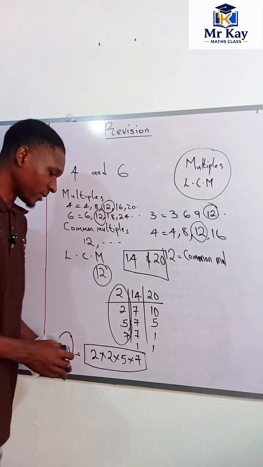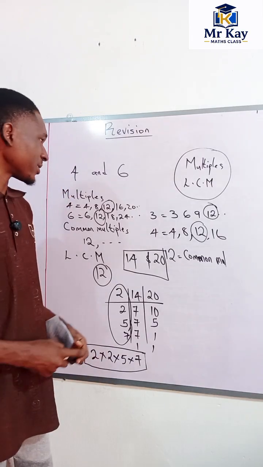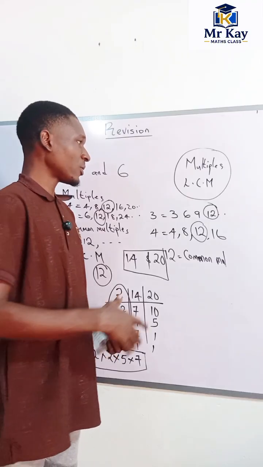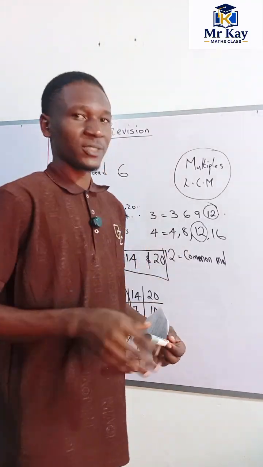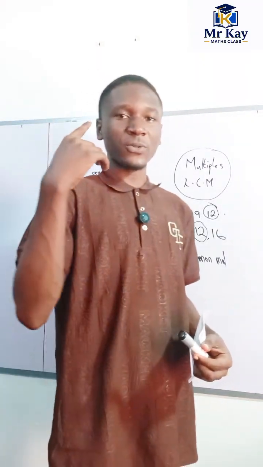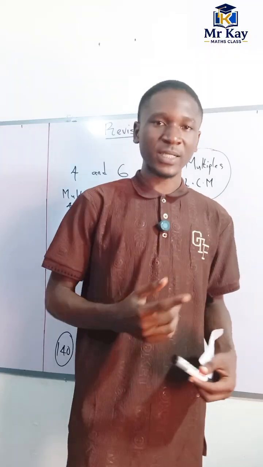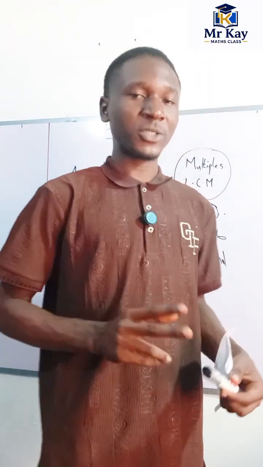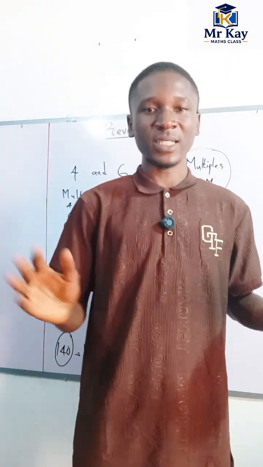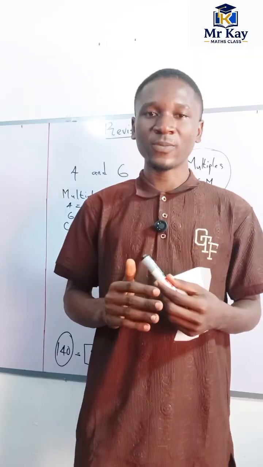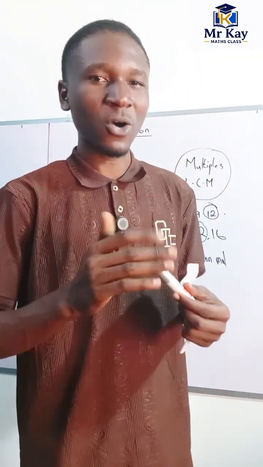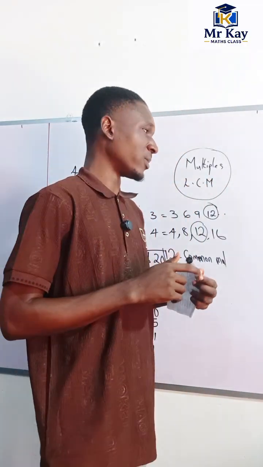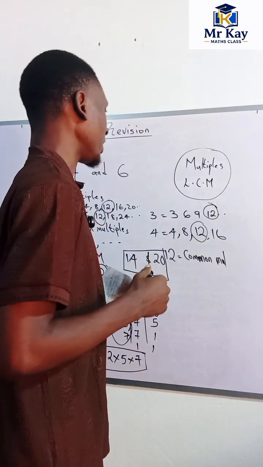Now, you have to be very good at multiplication to be good at LCM. So, these are the things we did in our first topic. You have to know how to find the multiples of numbers. You have to know how to get the common multiples of 2 or more numbers. And you need to know how to solve for the lowest common multiple of a group or a set of numbers. That is the first thing you should learn.